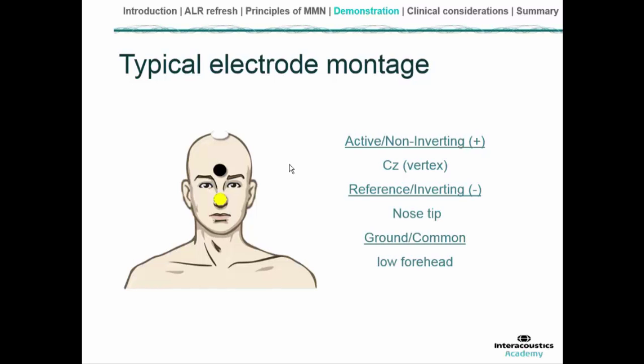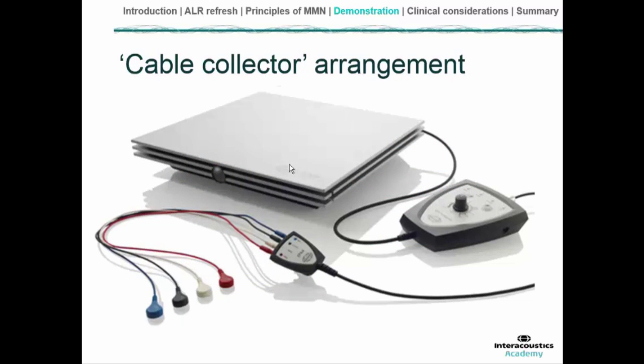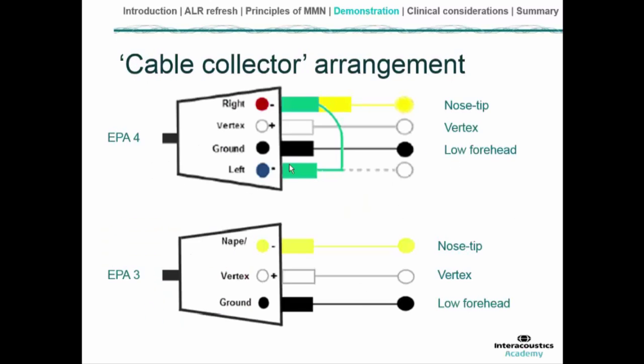This is the Eclipse itself, and I'll just show you the collector cable arrangement for that particular montage. If you're using the two-channel arrangement, that's the EPA4 collector, then you'd have the two channels jumped, and the reference would be on the nose there, and the active on the vertex. More conveniently, you might choose just the three-channel collector, and then we can have those three electrodes corresponding to the montage that I just showed previously.